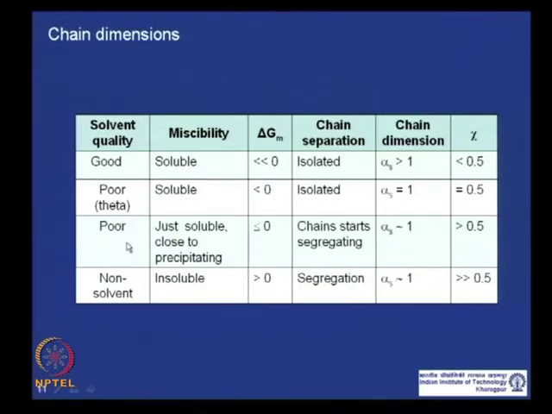If the solvent becomes poorer, the polymer-solvent interaction parameter becomes more than 0.5 and the chains start segregating. So, basically the contact interaction is positive, which is nullifying the favorable entropic contribution towards the Gibbs energy, the favorable combinatorial entropy. So, if they nullify each other, the polymer starts precipitating, and in the case of a non-solvent, when the polymer segregates, the Gibbs energy of mixing is positive, the polymer is insoluble, and chi, the polymer-solvent interaction parameter, is higher than 0.5.